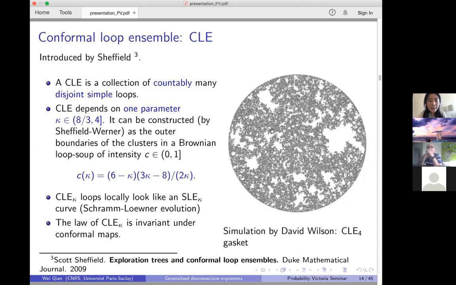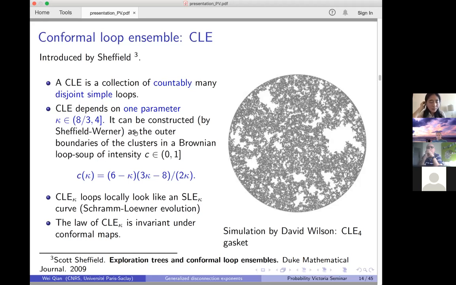A CLE was introduced by Sheffield, and it is a collection of countably many disjoint simple loops. If you take any two loops inside the CLE, they're disjoint from each other, although there is really no space between them because you have infinitely many small loops that tend to any of the loops. Of course, there is also a non-simple version of CLE that I do not discuss in this talk.